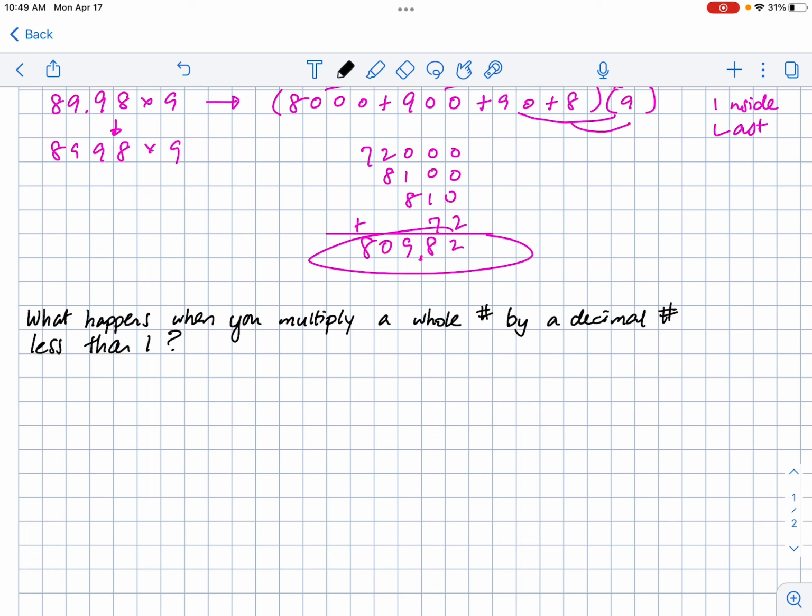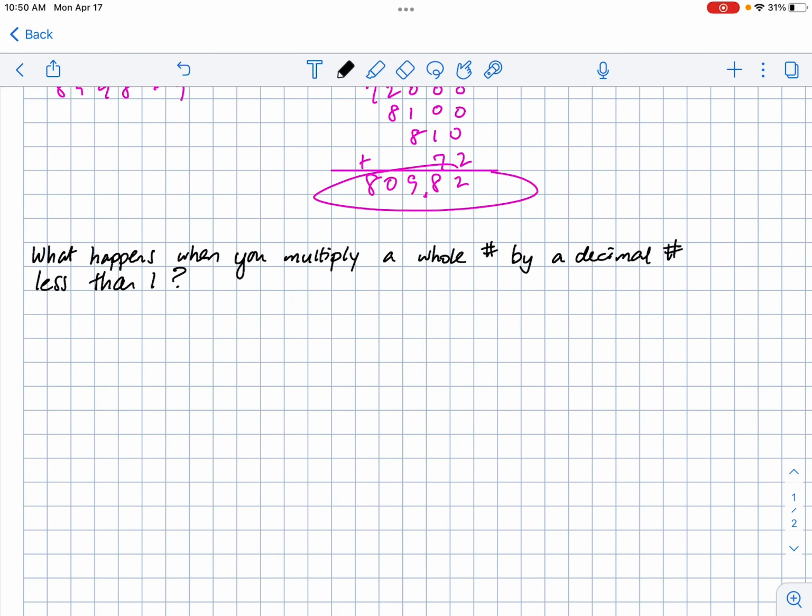Okay, so what happens when you multiply a whole number by a decimal number less than 1? Say we've got this question here, and hopefully you've watched the previous lesson video on the patterns when you're multiplying a whole number by a decimal number that's less than 1. Say you have 254 thousandths times 7.